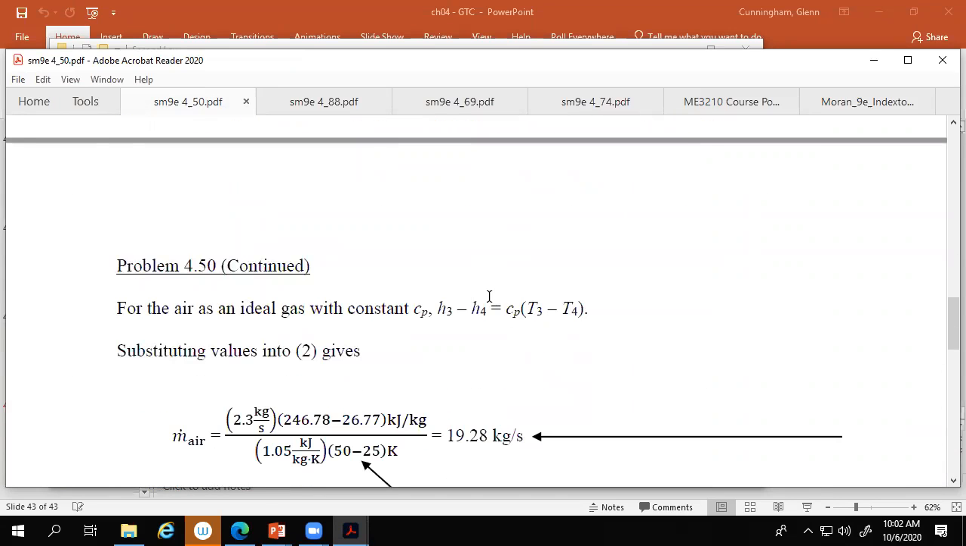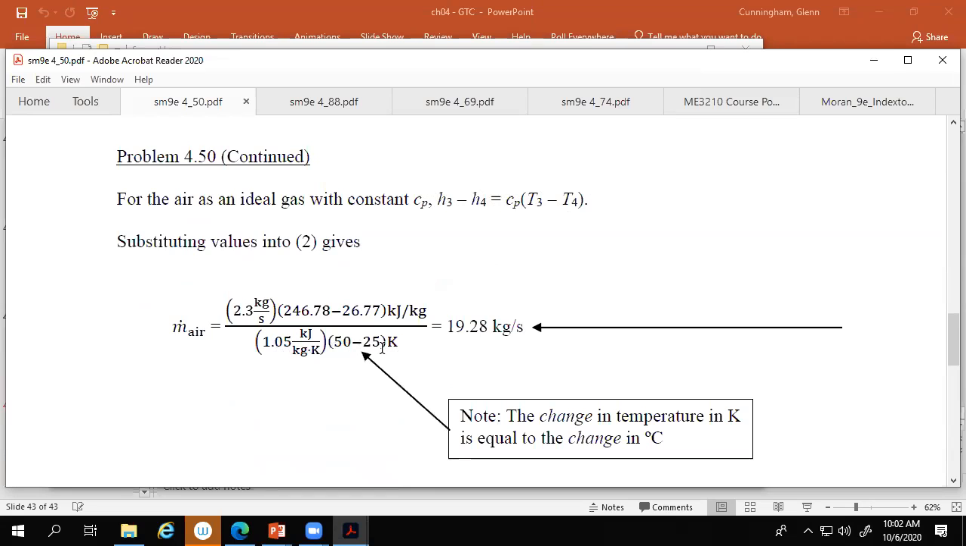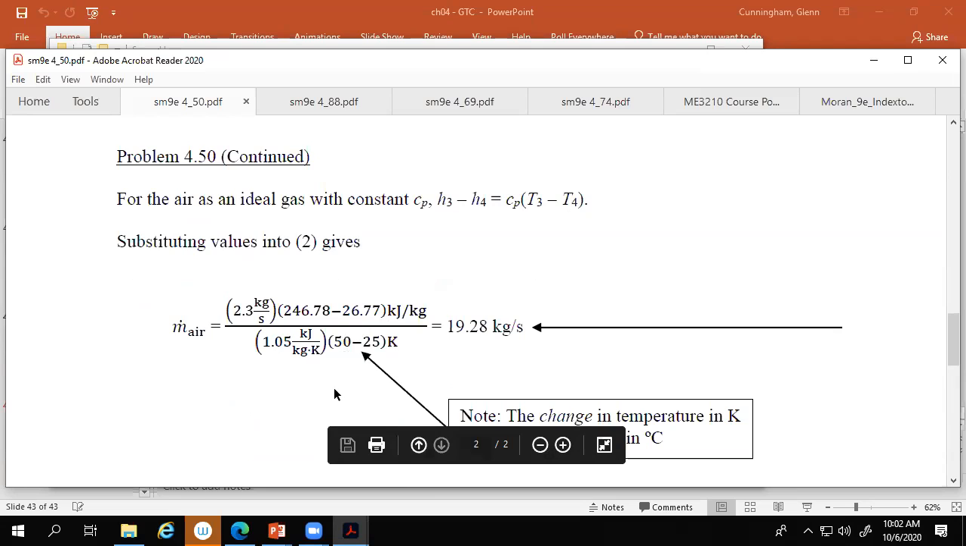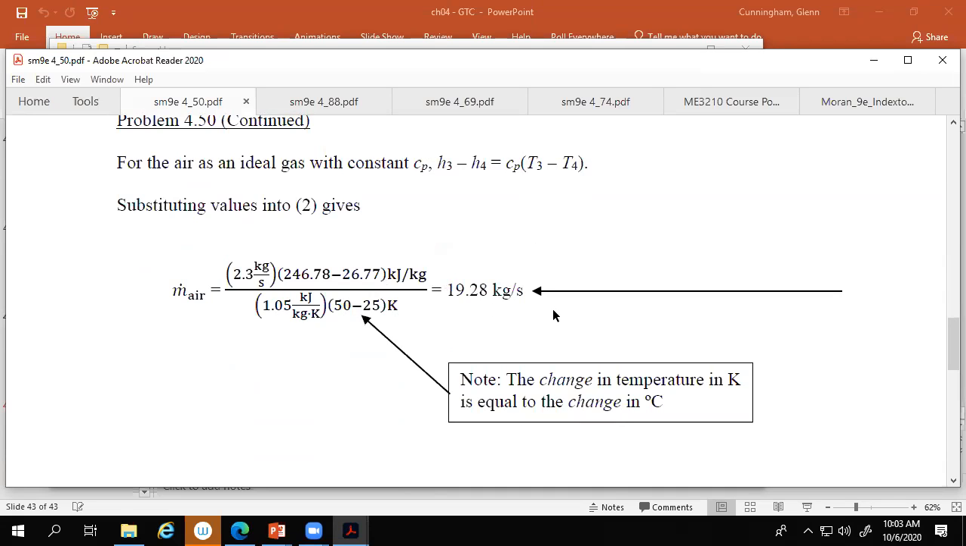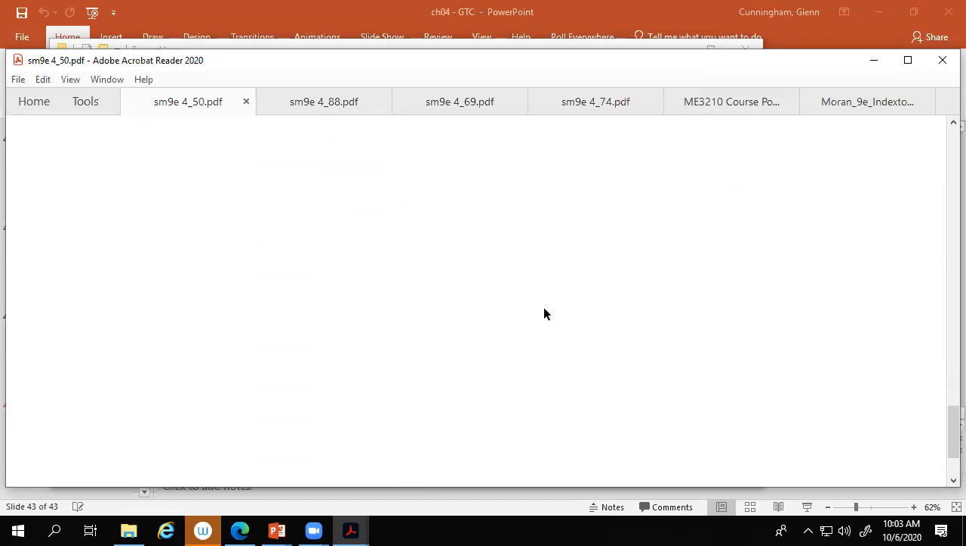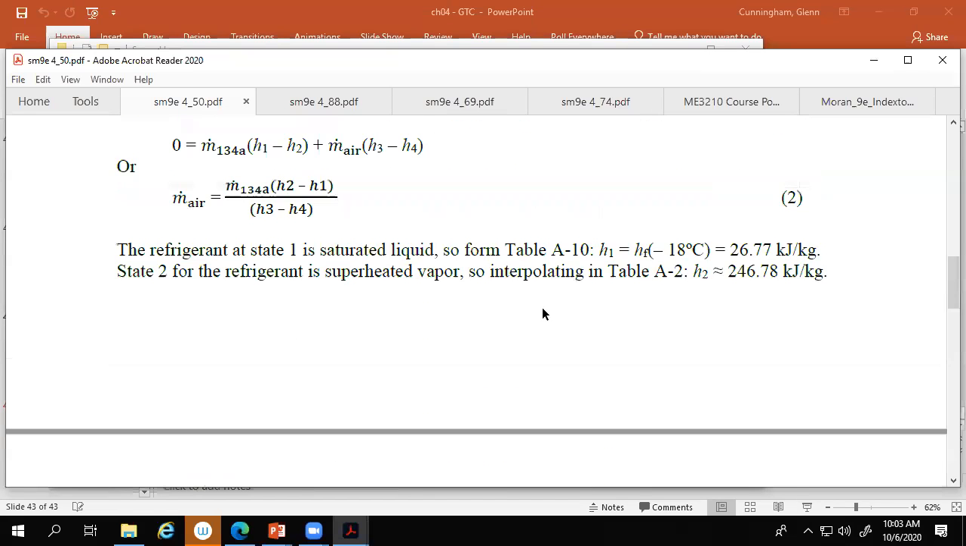Okay. Now on the air side, we got an ideal gas with constant specific heat, CP. So this enthalpy difference is just CP delta T. There you go. And so just plugging all this stuff in and pray that the units work. And so we get the mass flow rate of air is 19.28 kilograms a second. Okay? Not too bad. That's pretty good.